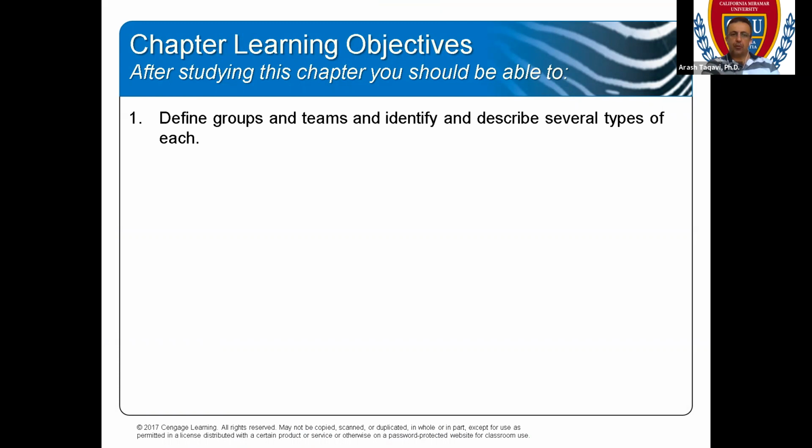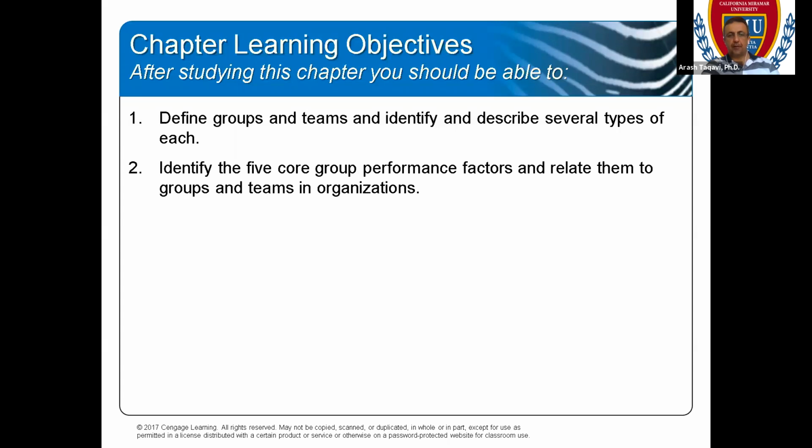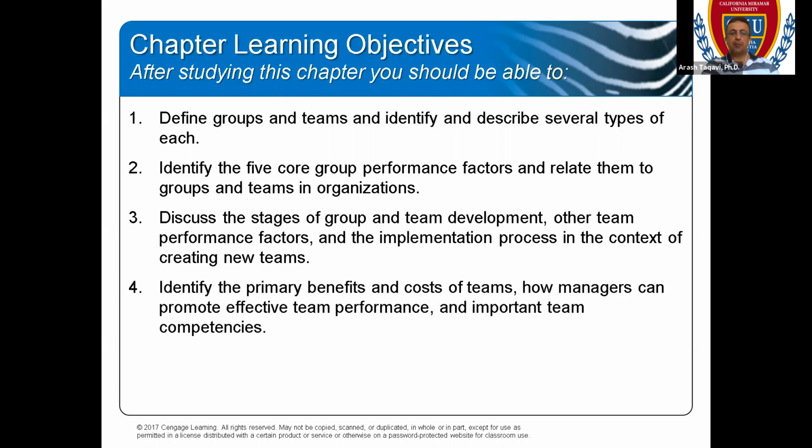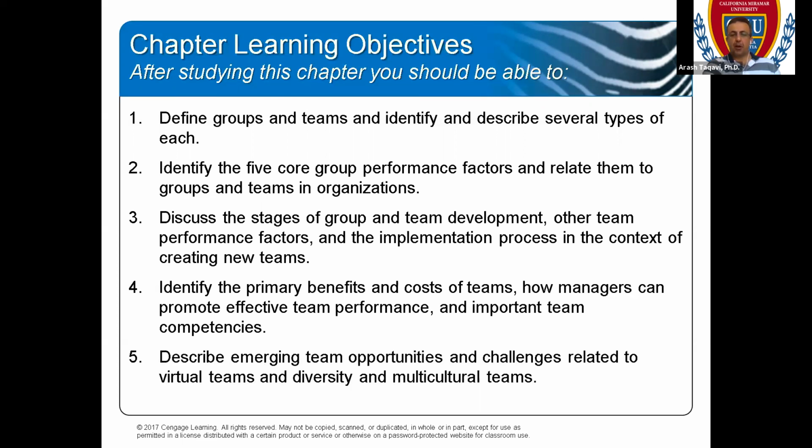We want to define groups and teams and identify and describe several types of each. Identify the 5 core group performance factors and relate them to groups and teams and organizations. Discuss the stages of group and team development, other team performance factors, and the implementation process in the context of creating new teams, and identify the primary benefits and costs of teams, how managers can promote effective team performance, and important team competencies. And finally, describe emerging team opportunities and challenges related to virtual teams and diversity and multicultural teams.